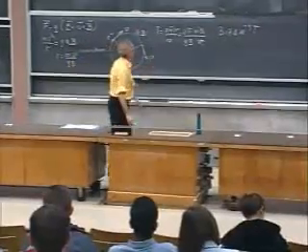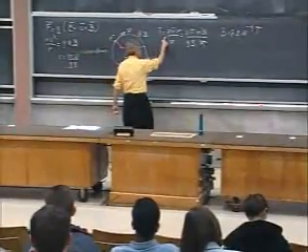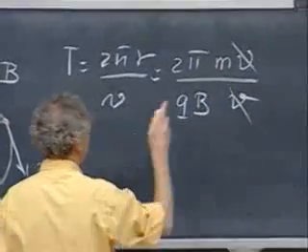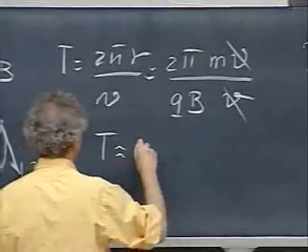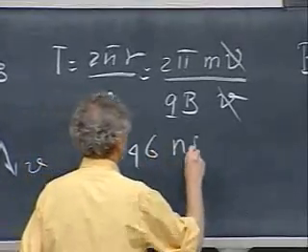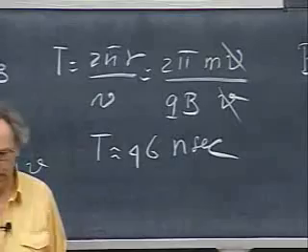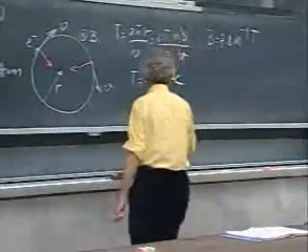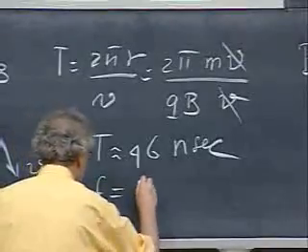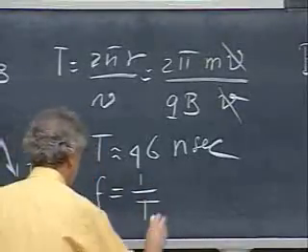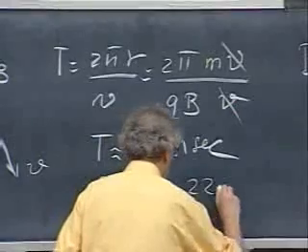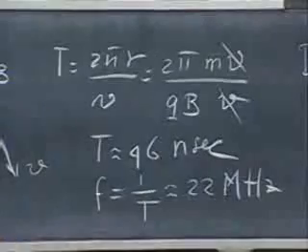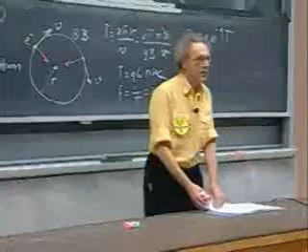If that is the field, I can calculate how long it takes to go around, because I know the mass of the electron, I know the charge of the electron, I know the magnetic field. So in that case, T is about 46 nanoseconds. And so the number of times that it goes around, F, which is the frequency in hertz, is 1 over the period, about 22 megahertz. So it goes around this electron 22 million times per second.